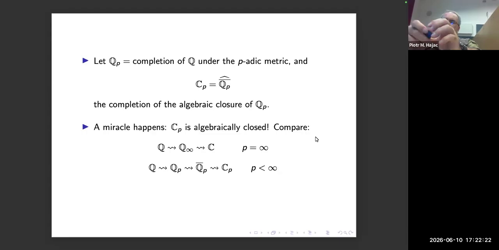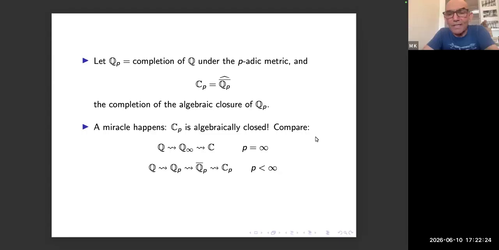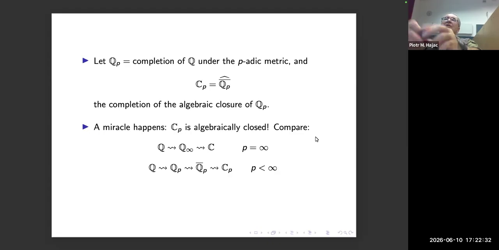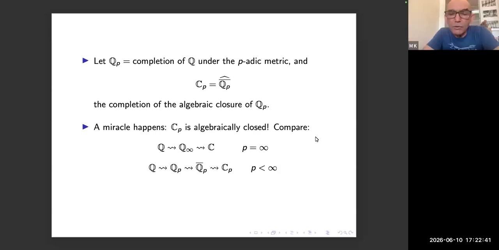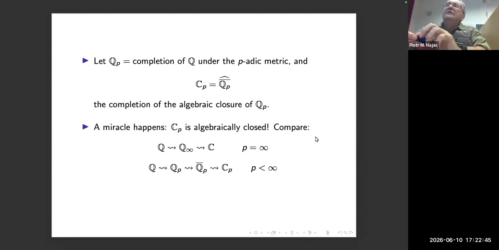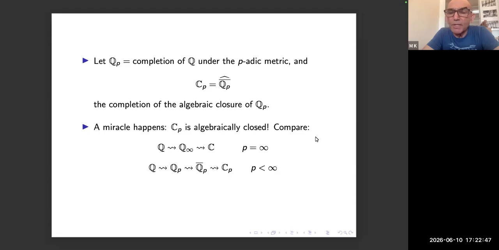And remember, Q_p is already Q hat with respect to the p-adic metric. So it becomes metrically incomplete after you algebraically complete it. You mean Q_p? Yes. After we algebraically complete it, it's not complete topologically.